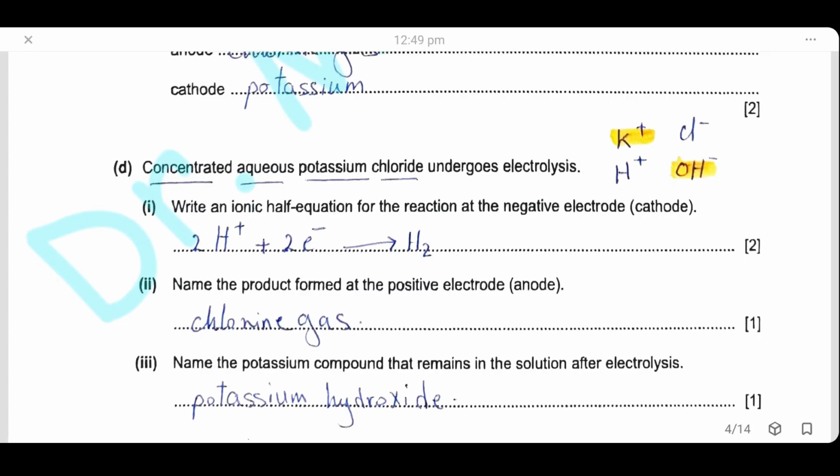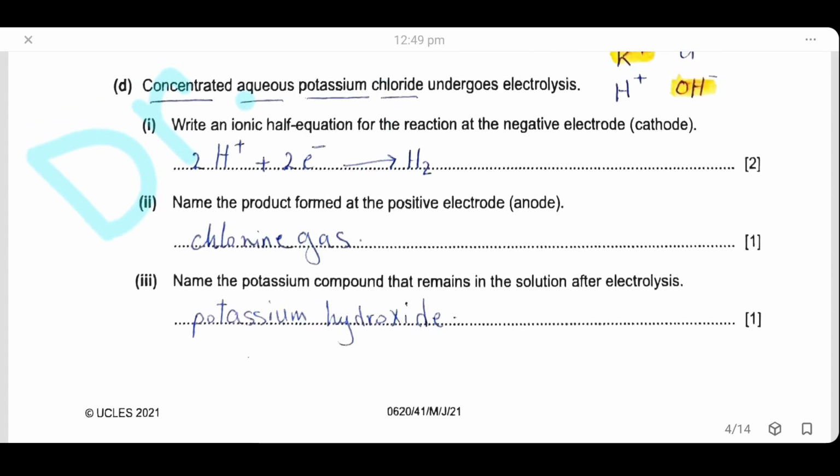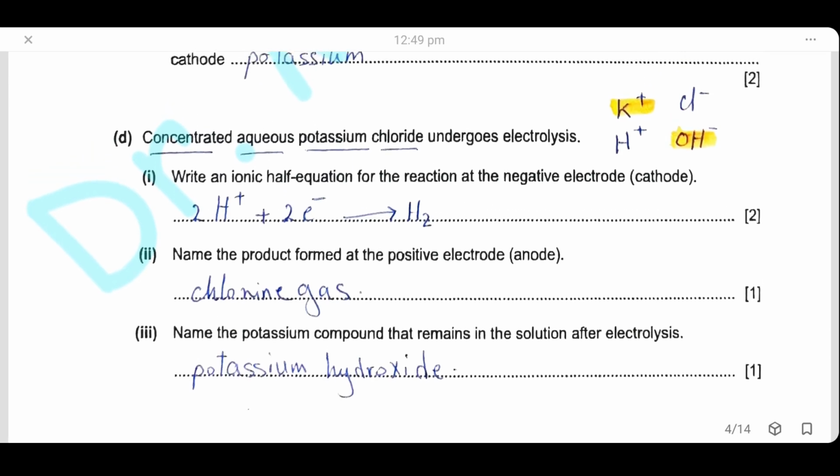Here we have 2 ions, chloride ions and hydroxide ions. He mentioned here concentrated aqueous potassium chloride, so chloride ions are present in enough concentration and chlorine gas will be discharged at the anode. Name the potassium compound that remains in the solution after electrolysis.